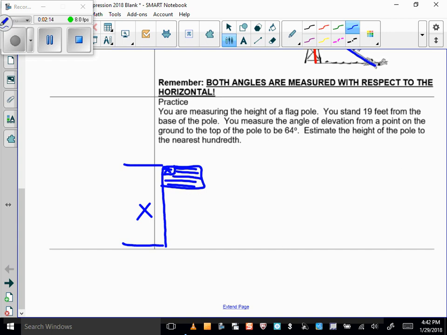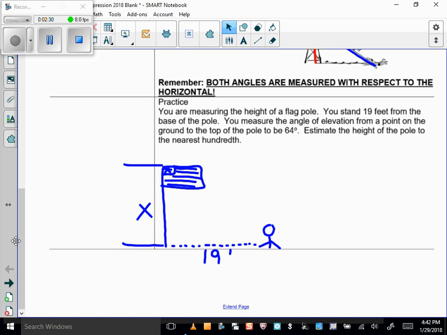You're going to stand 19 feet, so you're going to stand about right here, and that's going to be 19 feet from the base of the flagpole. You measure the angle of elevation from a point on the ground, so I'm going to use my red so that stands out, to the top of the pole. There it is, to the top of the pole, and that angle is 64 degrees. So let's use that to estimate the height of the pole to the nearest 100th.